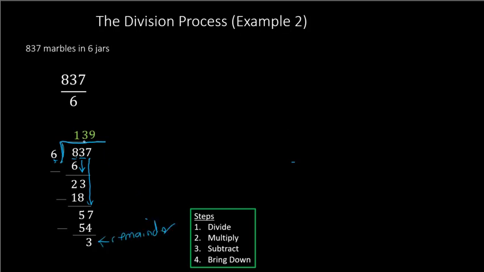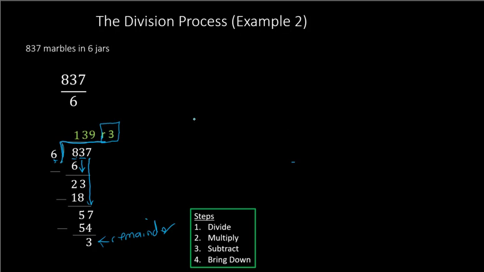So our solution is 139 with a remainder of 3. And in the context of this problem, what this means is that each jar, so all 6 jars, would have 139 marbles. And then the remainder of 3 means there are 3 marbles left over. So that means we could put 1 extra marble in 3 of the jars. So 3 of the jars would have 140 marbles, and the other 3 would have 139 marbles.